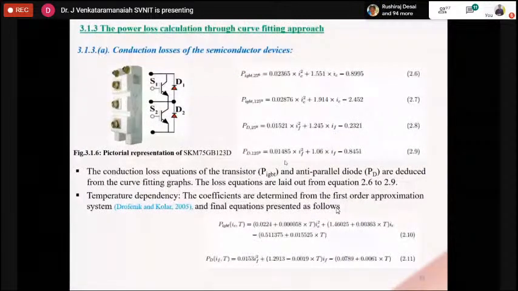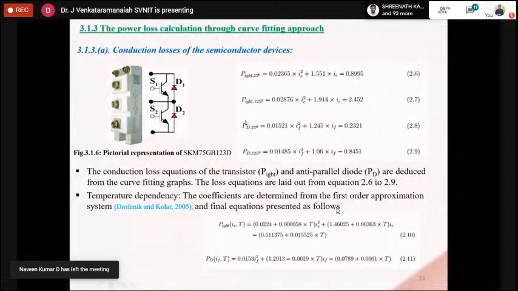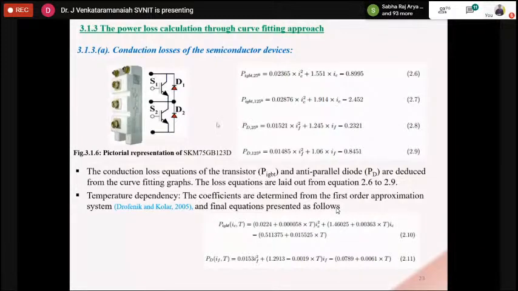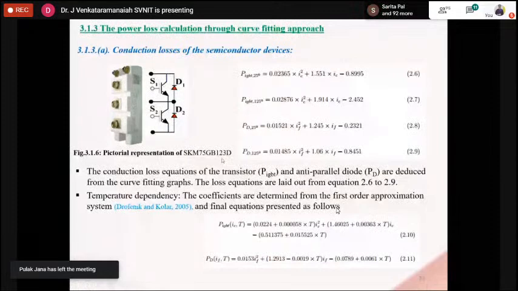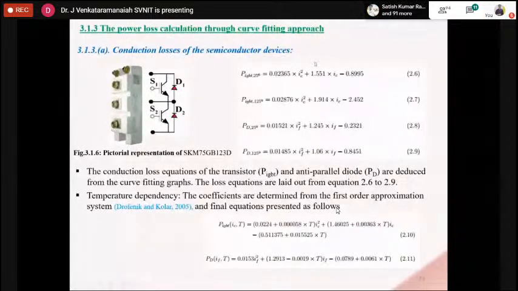So how can we decide whether switching losses are reduced or not? There are two ways of calculating the switching losses as well as conduction losses. Practically, we have to consider the data sheet details of the switch we are using in the configuration. If you are using an SKM 75GB 123D switch, based on the data sheet, you have to calculate conduction losses as well as switching losses. These are the equations. Here we have an IGBT and an anti-parallel diode.